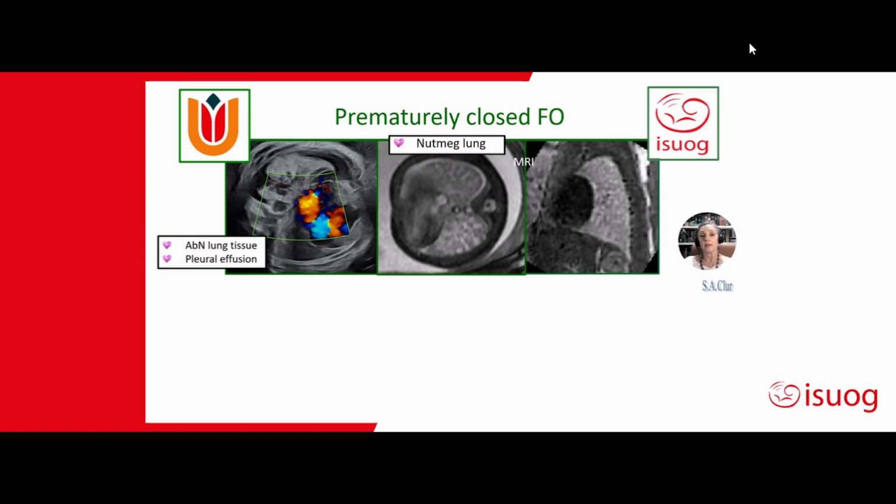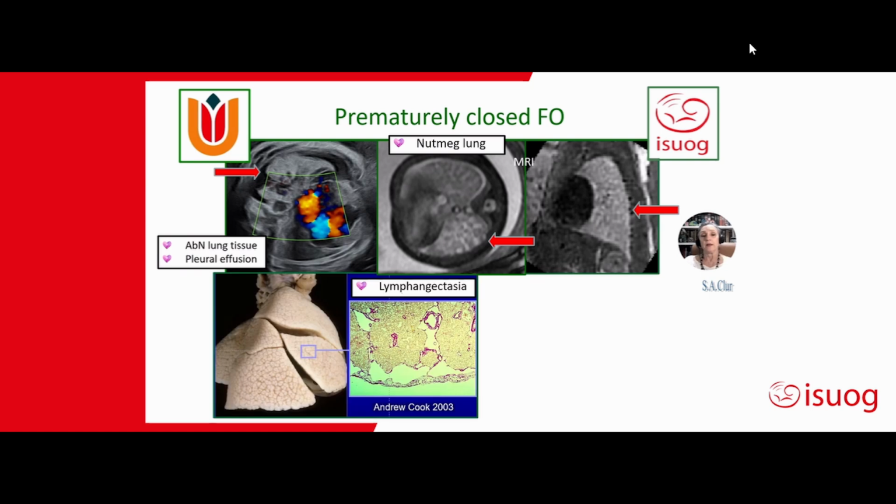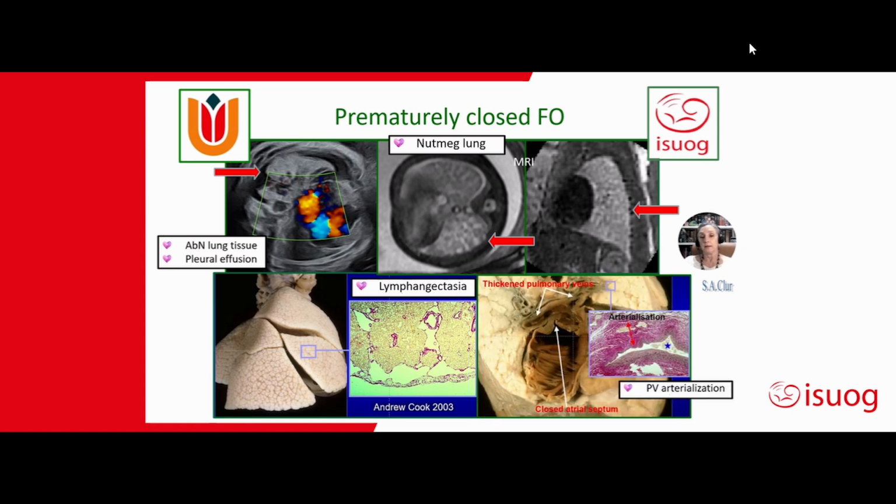On the right, we see MRI images showing the pattern of nutmeg lung that is typical. It is caused by the development of lymphangiectasia in the lungs. At the left bottom, we see a post-mortem image of a lung with lymphangiectasia. Additionally, pulmonary vein arterialization occurs, and this leads to the pulmonary hypertension.